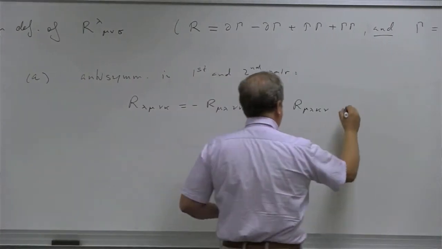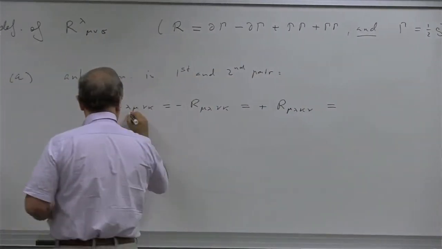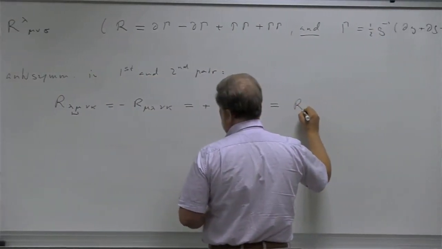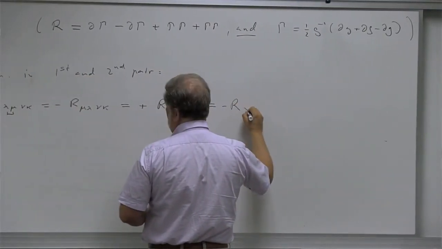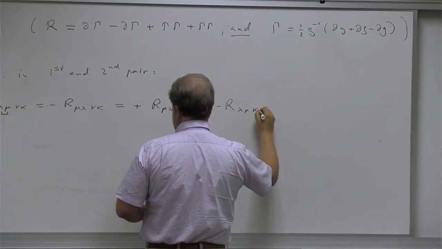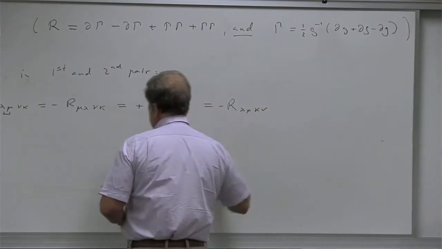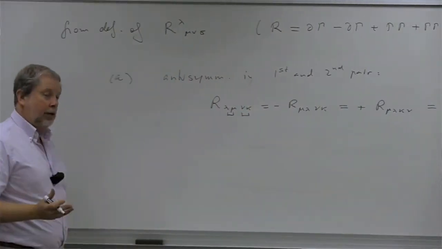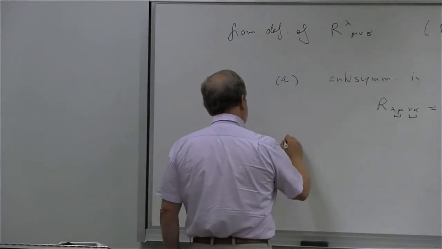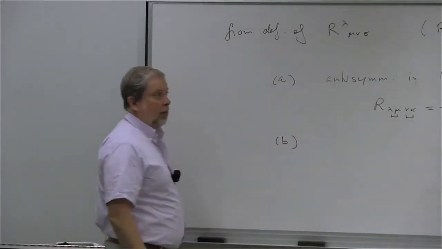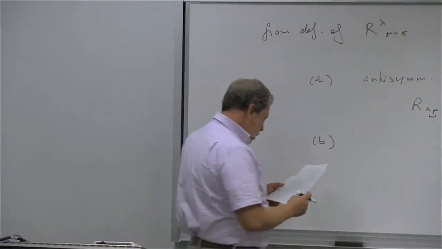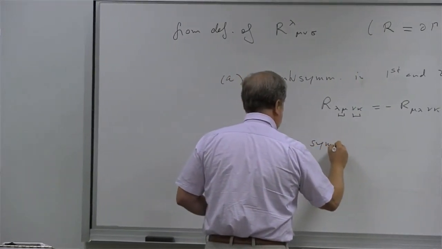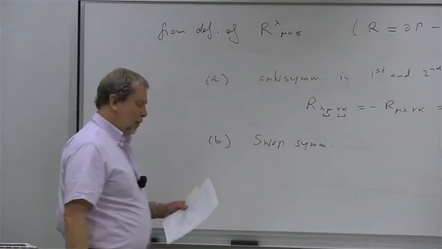This is equal also to the original, so you swap these indices, right? And so it is also equal to minus R lambda mu k nu, where you swap the second pair of indices. So if you swap the first pair, or you swap the second pair, you pick up a minus sign. If you swap both of them at the same time, then it stays the same. So it also has a swap symmetry between the first and the second pair.